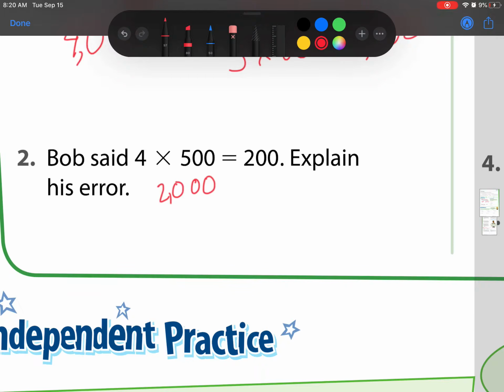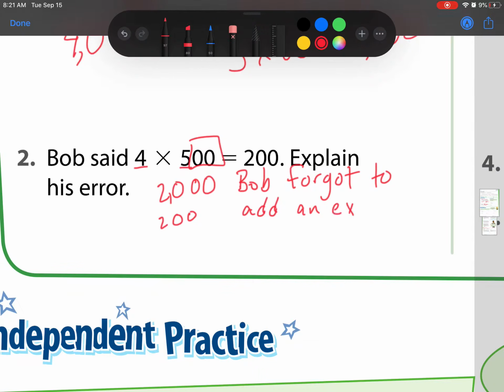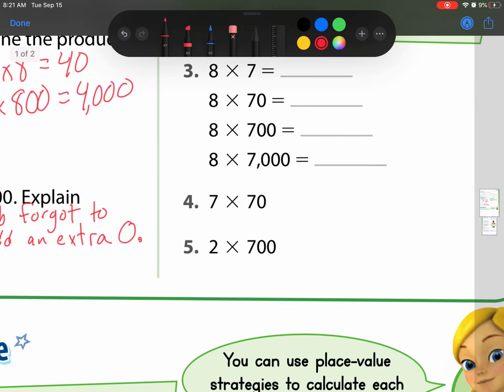So what did he do? Well, look at this. He didn't add an extra 0. So what's wrong there? Well, what I think is wrong is he did 4 times 5 is 20, and then he saw, oh, there's 2 zeros here, I already have one, so I'm just going to add 1 on there. So we're going to put Bob forgot to add an extra 0. It could be because he already thought there's one here from the 20, or he just forgot completely.